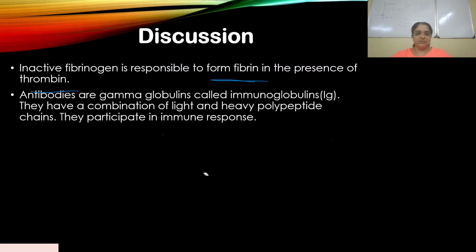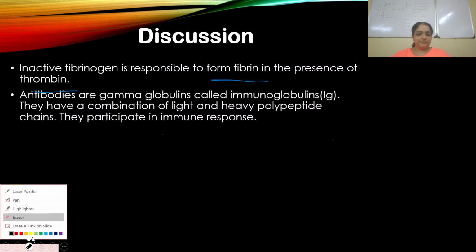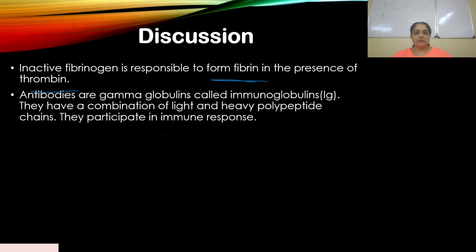Let's look at the next one. Antibodies. Now antibodies are gamma globulins, also called immunoglobulins. They have a combination of light and heavy polypeptide chains, and they participate in the immune response. Please refer to the Human Health and Disease chapter, which will explain this in detail.